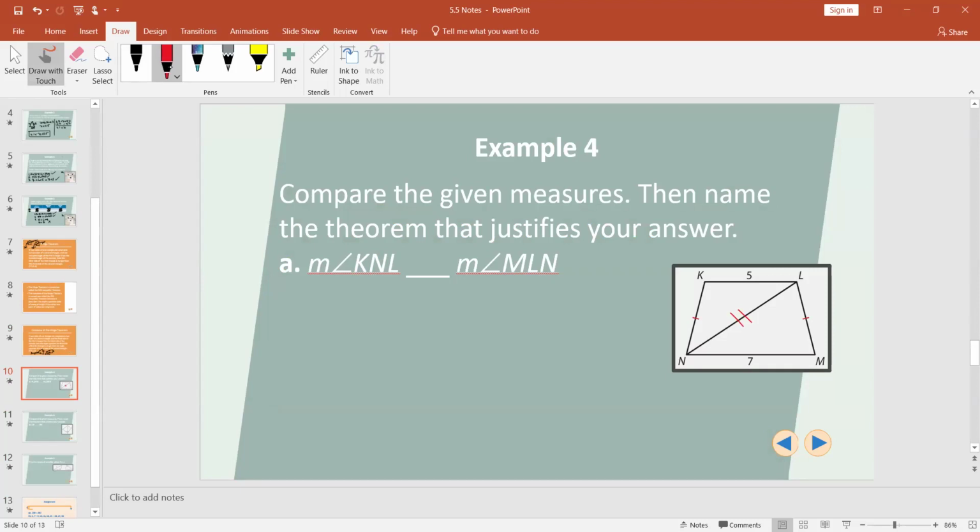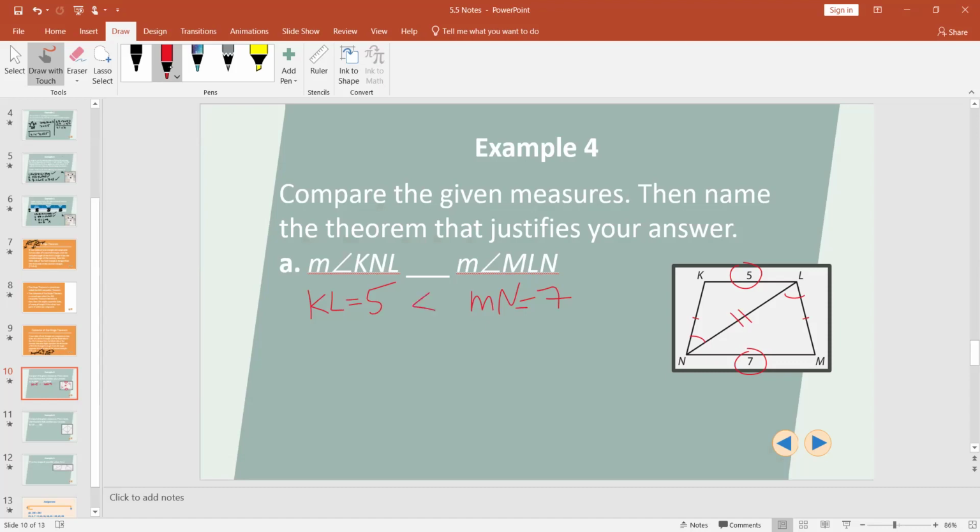Well, in the top left triangle, KNL is the included angle, and in the bottom right, NLM is the included angle between those congruent sides. So we compare KNL, then we have to look at the opposite sides' measurements of both of these angles. So line segment KL is 5, and that is the opposite side to angle KNL. And then MN is 7. That's the opposite side to angle NLM, or they call it MLN.